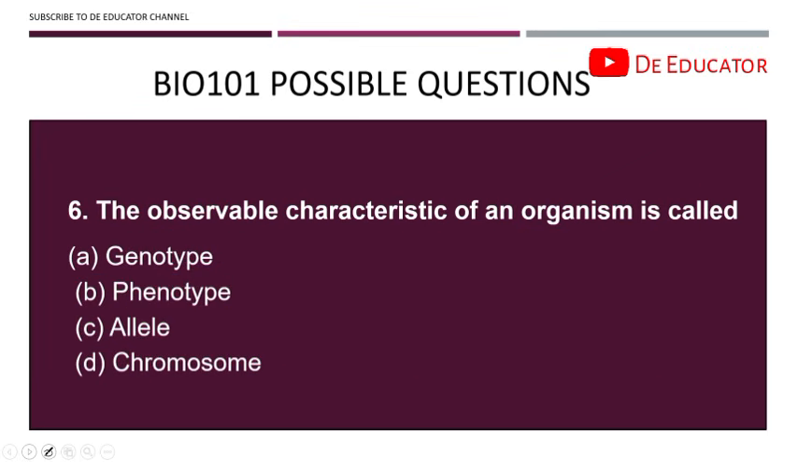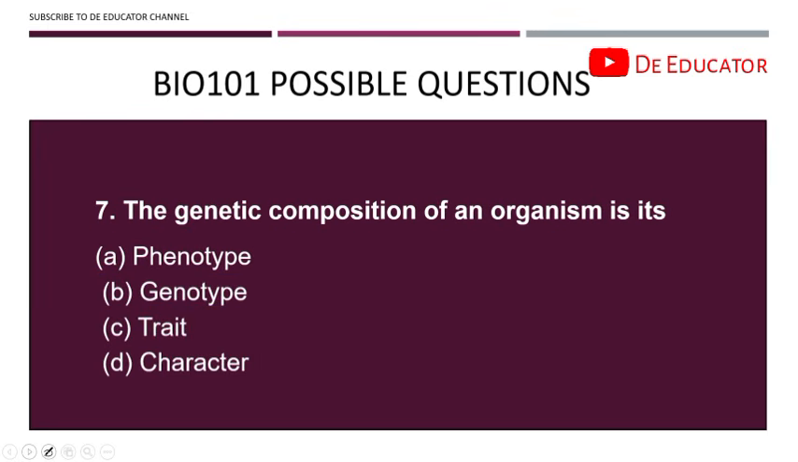Number 6, the observable characteristic of an organism is called. Observable means what you can see. It is known as phenotype. So anything that you can see. So if you see me today, you see that I'm black, I am short, I have a big head, I have a fine set of teeth. That is known as phenotype. While the genetic makeup is known as genotype. Please take note of that. The genetic composition of an organism, we just said that is genotype, while the appearance is phenotype.